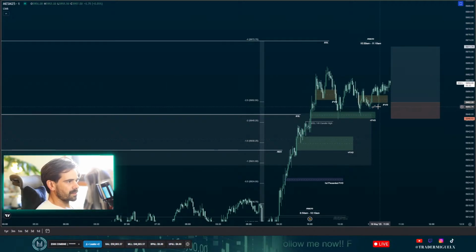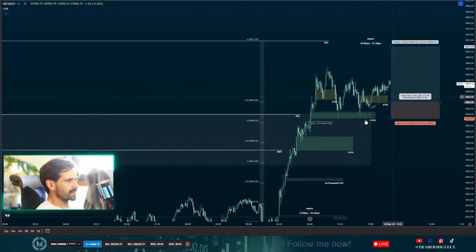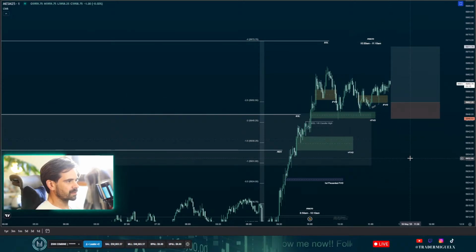Yeah, it seems like this SMT just worked. It's working until now. But honestly, this still does not convince me that we will do a run higher to buy side liquidity without even trying to purge anything lower.